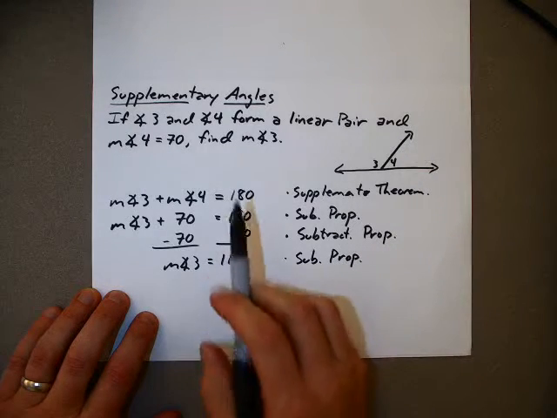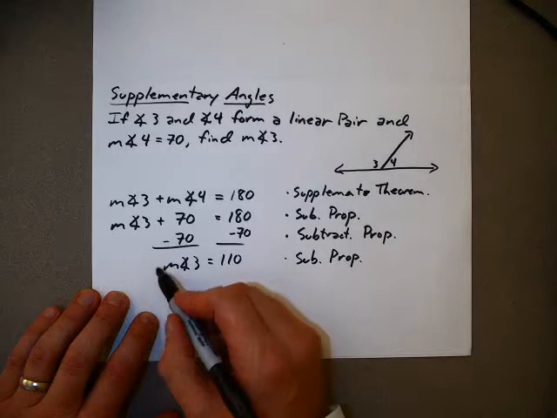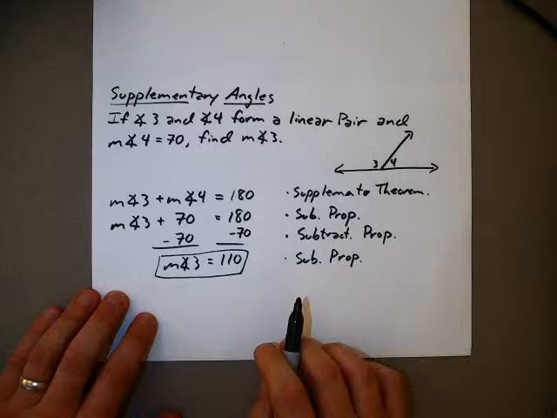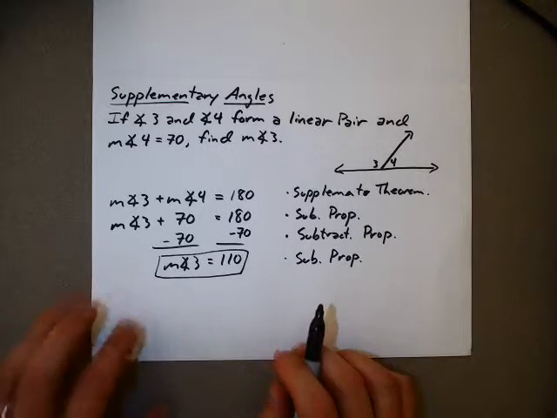And so they asked us to find the measure of angle 3, and it was certainly easy enough. The measure of angle 3 equals 110.